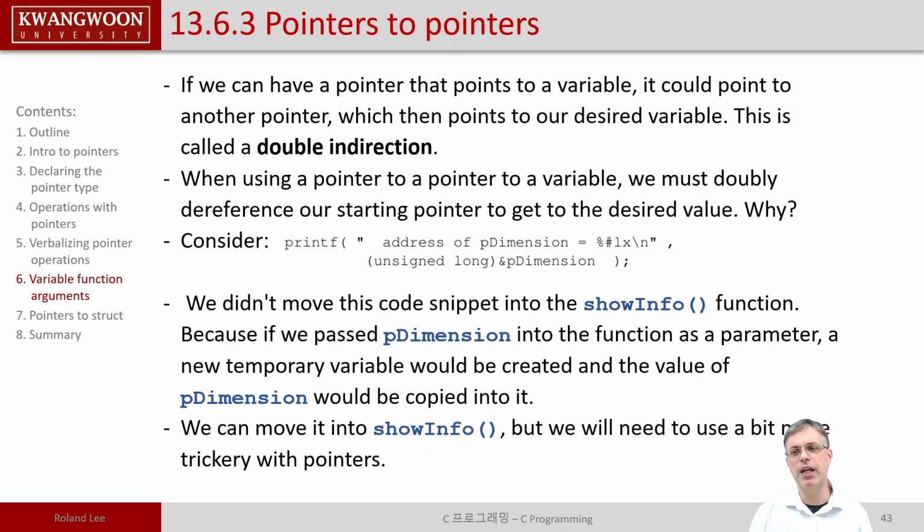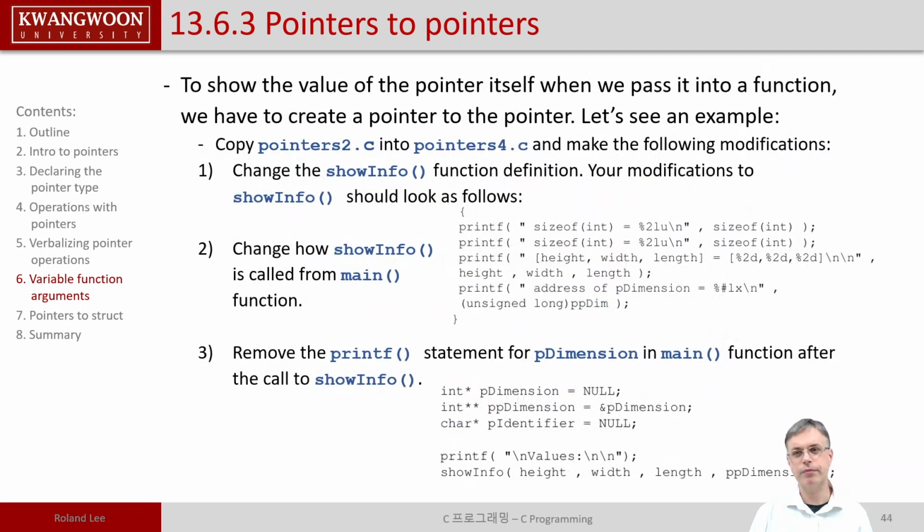We can move it into the showInfo, but we will need to use a bit more trickery with pointers. To show the value of the pointer itself when we pass it into a function, we have to create a pointer to pointer. This is a pointer to a named location, or more precisely, it is a pointer variable that points to another pointer variable that points to the variable.